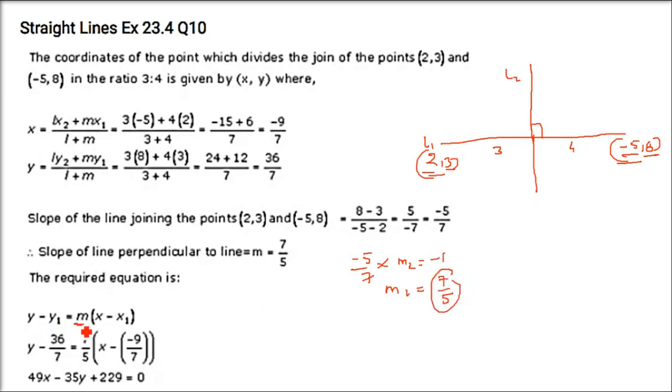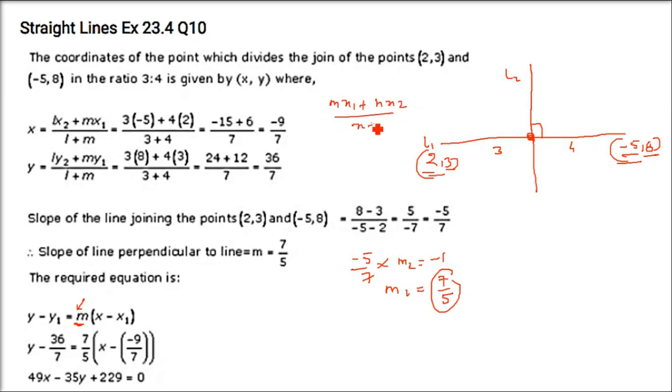Now we have got the slope of the line which is perpendicular to the original line. But we need to find out which point it is passing through, and it is given that it is passing through a point which is dividing this line in the ratio 3:4.